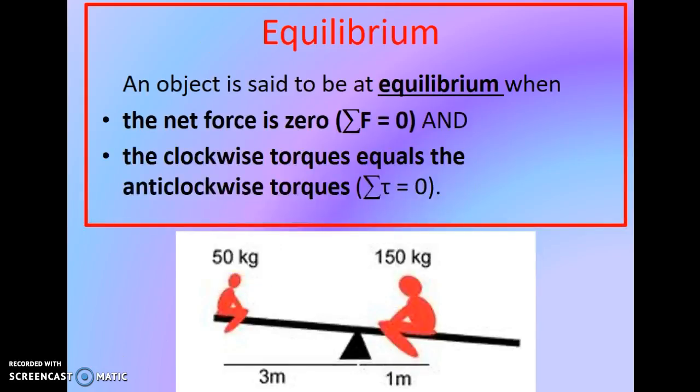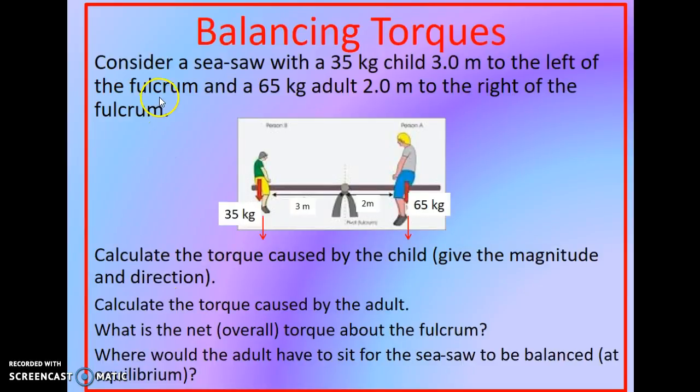You want to write this down. An object is said to be at equilibrium when the net forces on the system are 0, and when the clockwise torques equal the anti-clockwise torques. Let's have a look at this example.